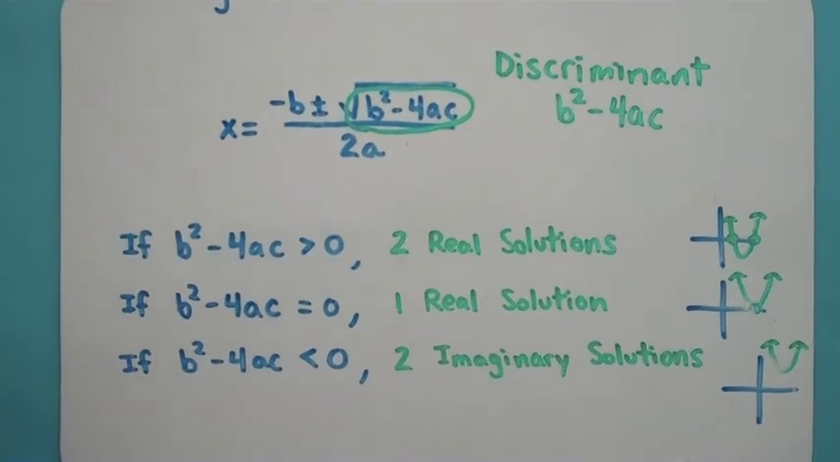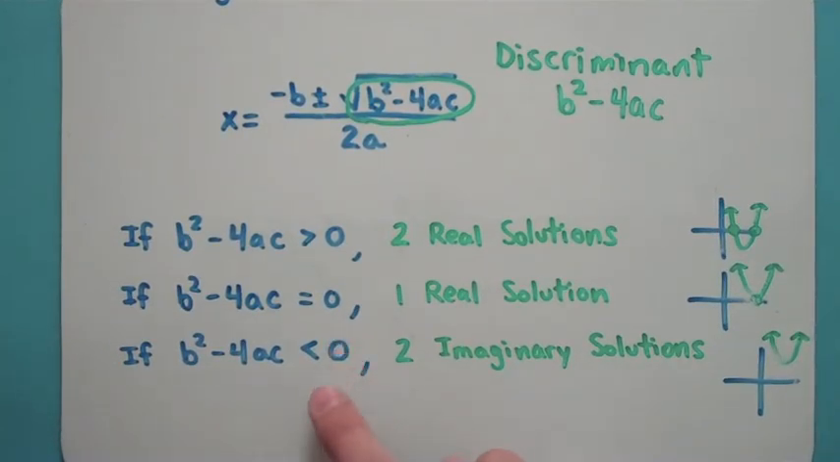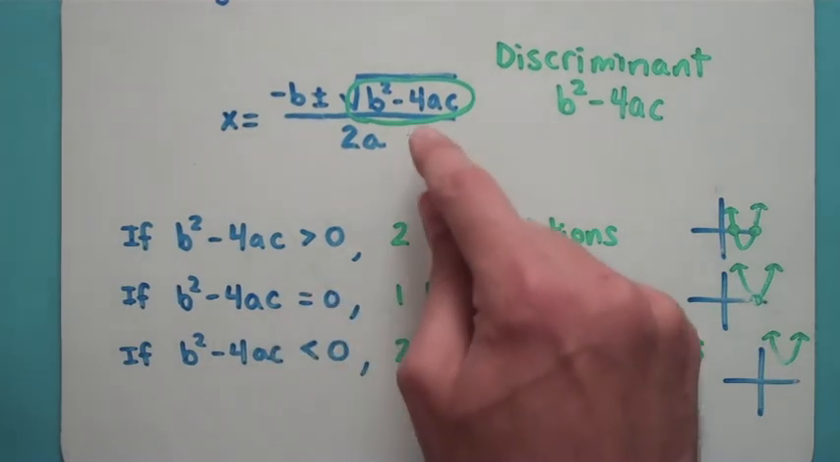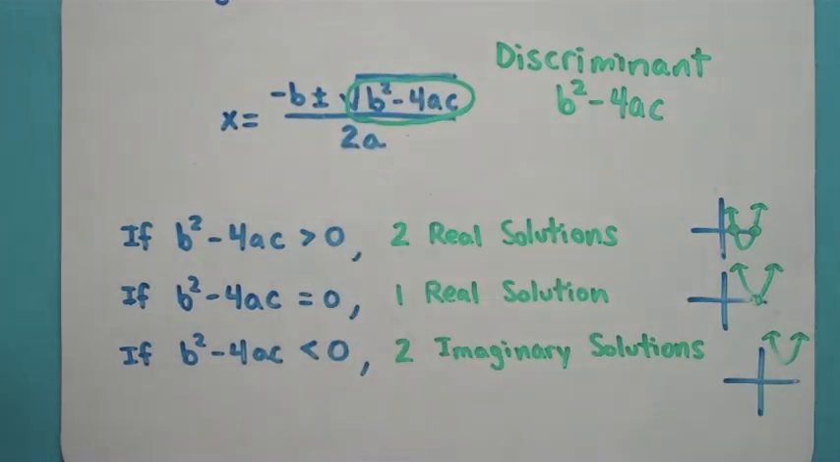And finally, if b squared minus 4ac is less than 0, so if it's negative, you're going to have two imaginary solutions. And if you graph it, it won't ever hit the x-axis because the solutions are imaginary. And that also makes sense because when do we get imaginary answers? Well, when the square root is negative. So if the thing under the square root is negative, obviously we're going to get imaginary answers. So it makes sense if you think about it a little bit.